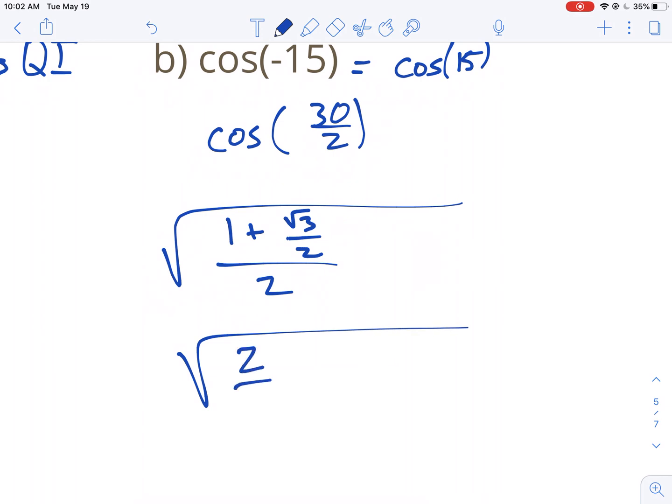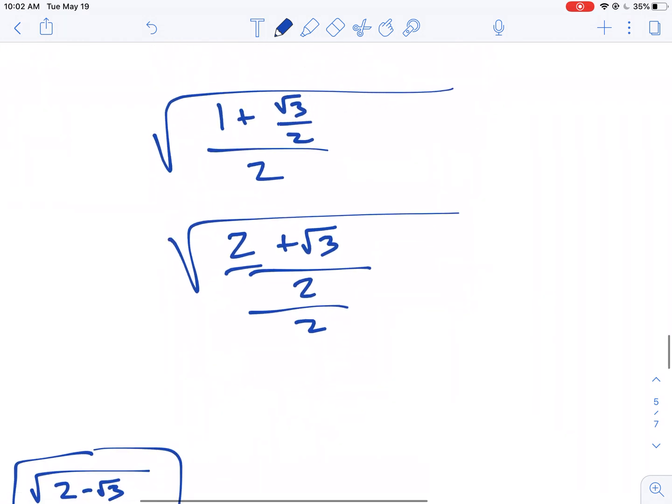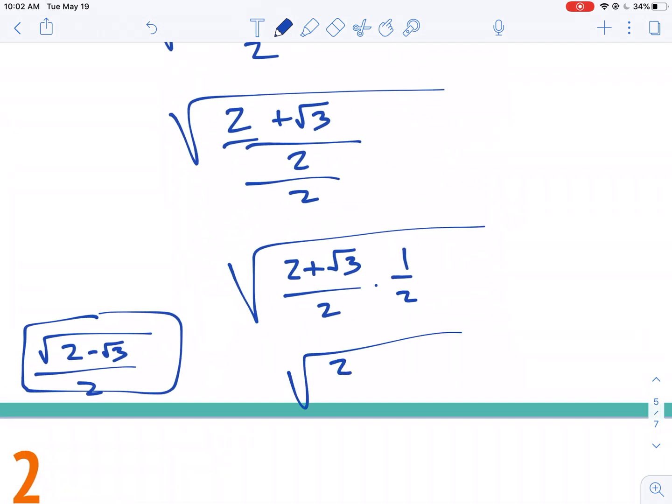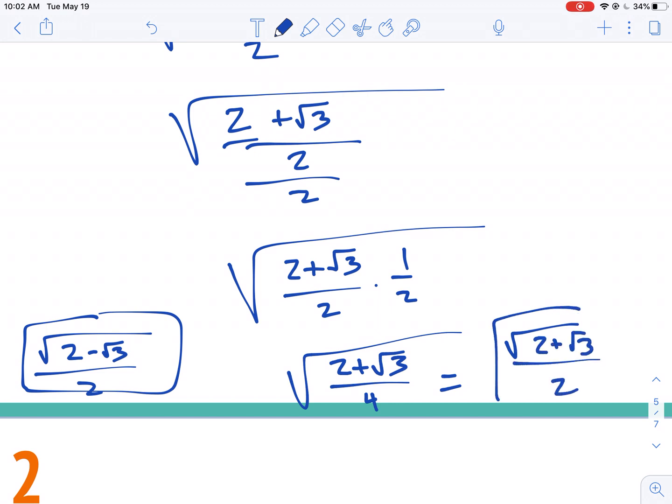So that's 2 plus the square root of 3 all over 2 over 2, which is the square root of 2 plus the square root of 3 over 2 times 1/2, which is the square root of 2 plus the square root of 3 over 4, which is equal to the square root of 2 plus the square root of 3 all over 2. And again, this is the most simplified we can get. We don't have a square root in the denominator, so we don't have to rationalize. The numerator does look really ugly, but again, this is the most exact answer we get. We don't have those simplification rules for the top, so we leave it as is and we call this good.